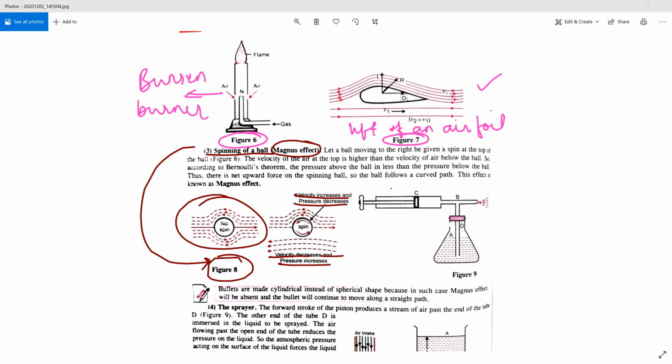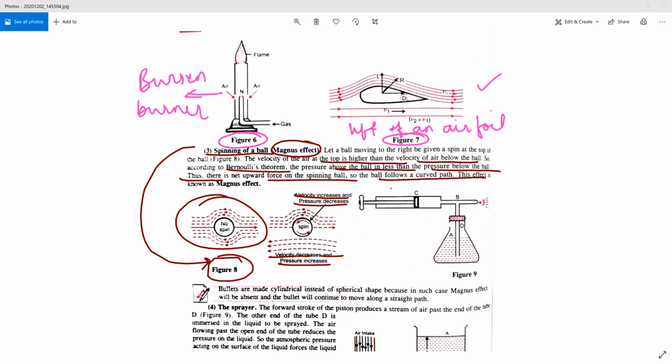So here let a ball moving to the right be given a spin at the top of the ball, that is shown in figure 8 here. Velocity of air at the top is higher than the velocity below the ball. So according to Bernoulli's theorem, pressure above the ball is less than the pressure below the ball. Thus, there is a net upward force on the spinning ball. So the ball follows a curved path.